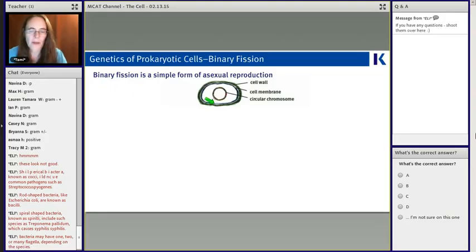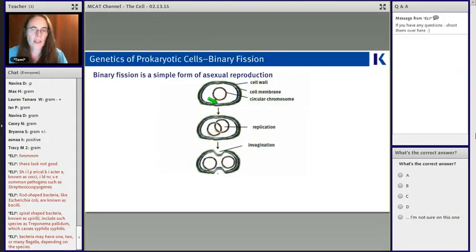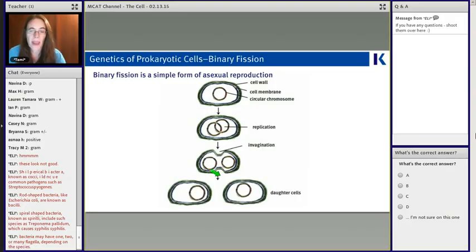So it's going to come down here, attach to the cell wall, and replicate while the cell continues to grow, continues to get larger. Then, once we have that replication, we get to the invagination. The invagination is where the plasma membrane and cell wall grow inward along that midline. We mentioned the midline earlier, and it's the same idea as the midline when we're going through telophase and cytokinesis. At the end, we have 2 identical daughter cells.